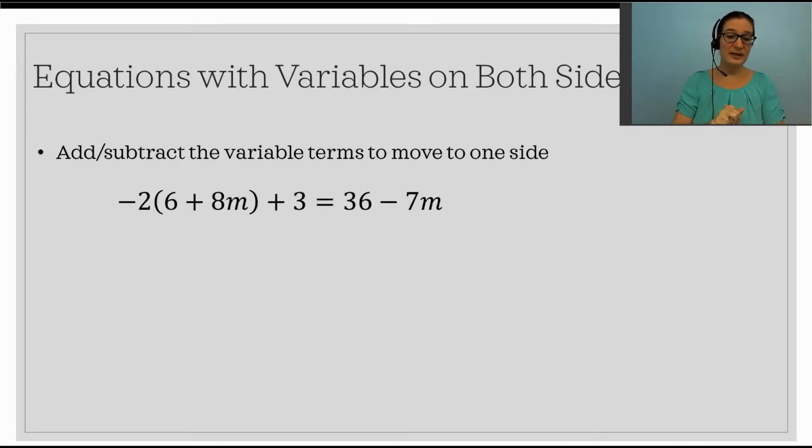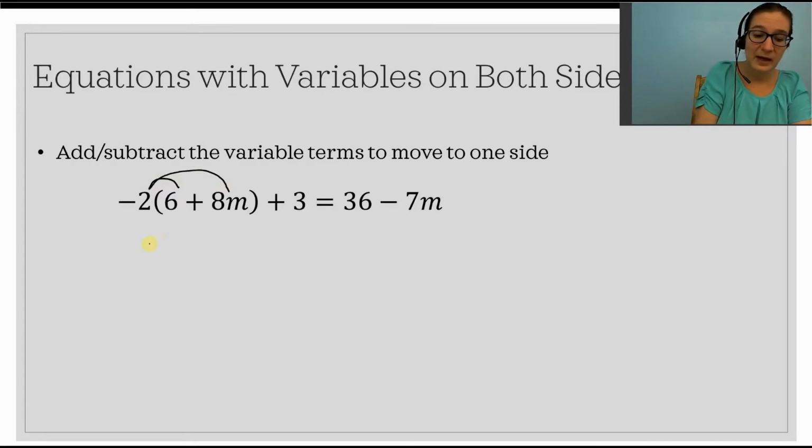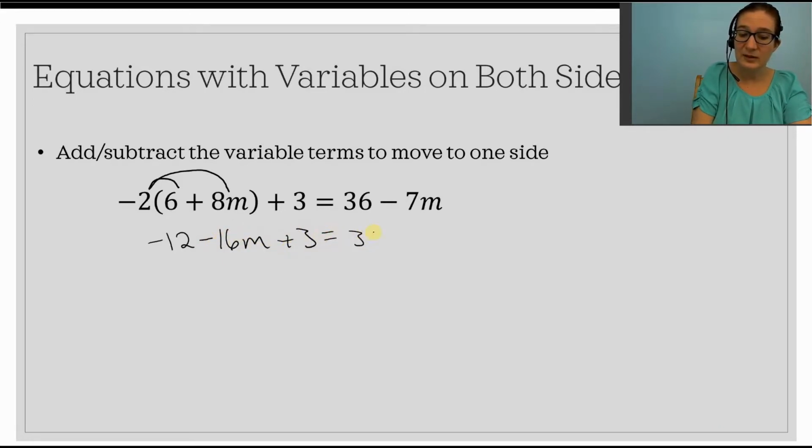So taking a look at this, the first thing I want to do is simplify, just like in my multi-steps. So I'm going to take this -2 and distribute it into the parentheses to make the parentheses go away. That will give me -12. Negative times a positive gives me -16m plus 3 is equal to 36 minus 7m. That all stays the same.